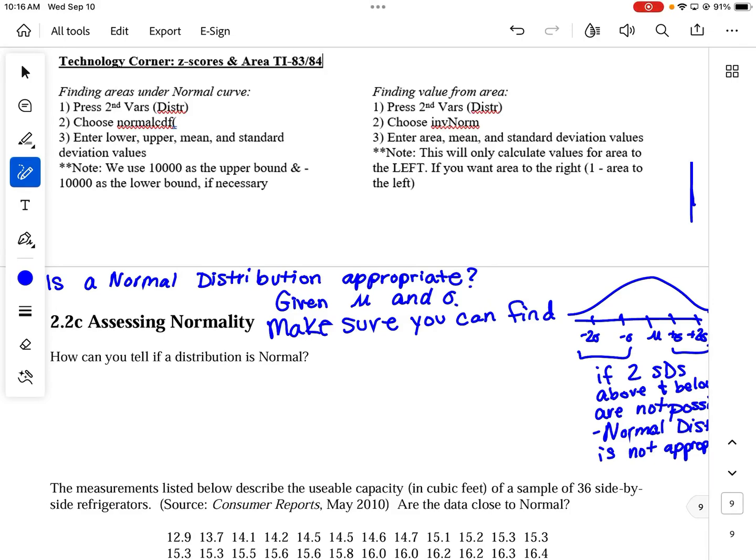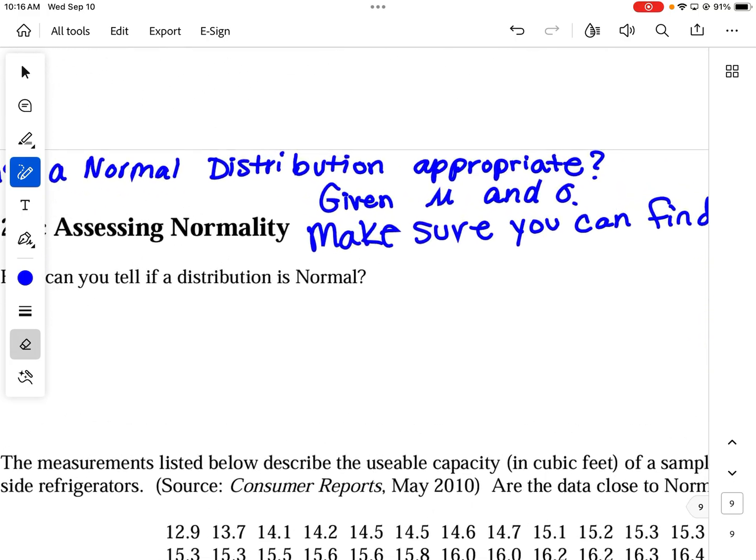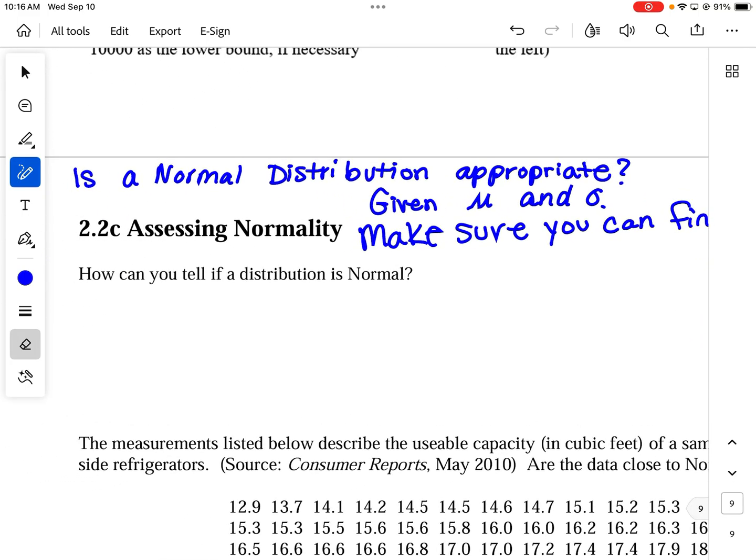Okay, your notes last night were about assessing normality. One thing I wanted to make sure to go over with you, because as I was working through some answer keys, I saw that this was an important concept to know, and it hadn't been discussed yet. So, is a normal distribution appropriate? Go ahead and add this to your 2.2C notes from last night. One skill that we need to know is: is a normal distribution appropriate?